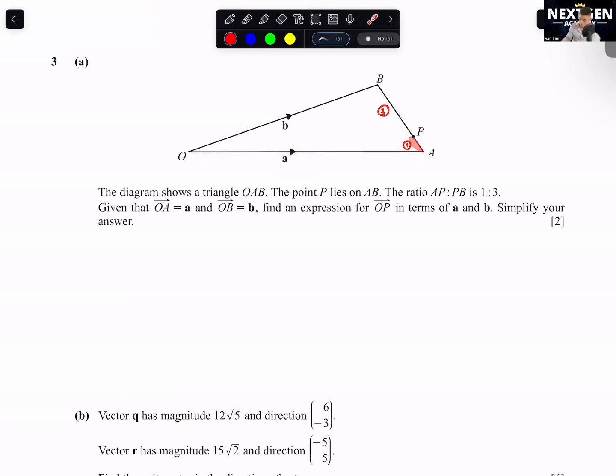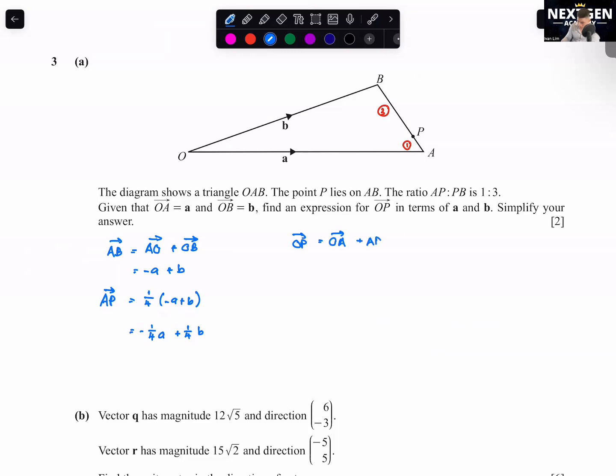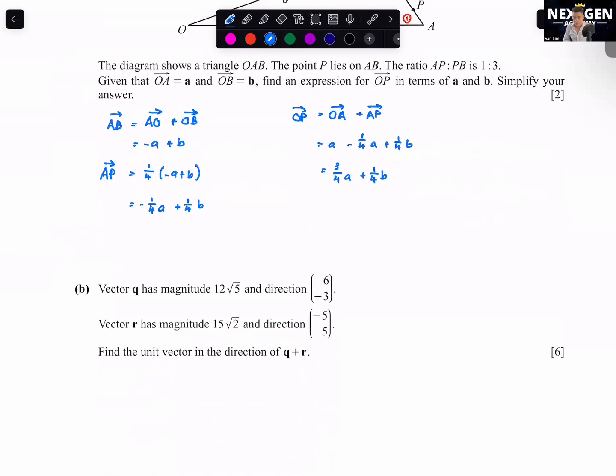We find what is AP first by using the ratio of AB. So let's find what is AB first. AB is equal to AO plus OB, which is negative a plus b. AP is equal to 1 over 4 of negative a plus b. You should get negative 1 over 4 a plus 1 over 4 b. OP will be equal to OA plus AP. You get a plus negative 1 over 4 a plus 1 over 4 b, which gives 3 over 4 a plus 1 over 4 b. Okay, I think this is an easy one.